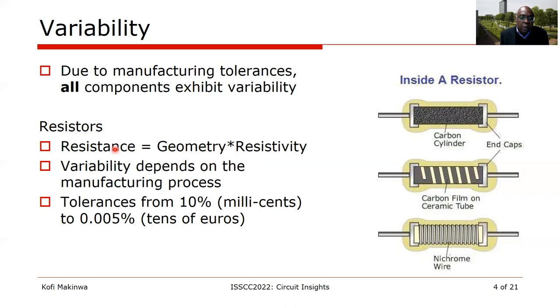Depending on how you make the resistor, you can make resistors with tolerances of 10%, and they're really cheap, millicents, so less than one euro cent. But you can also get resistors with 0.005% tolerances, and those cost tens of euros. So basically, you pay your money, you get your quality.